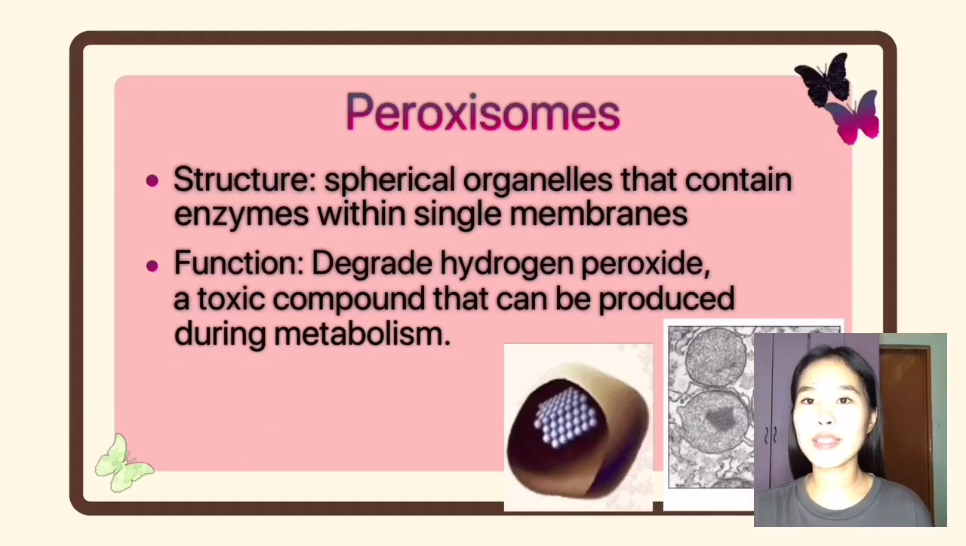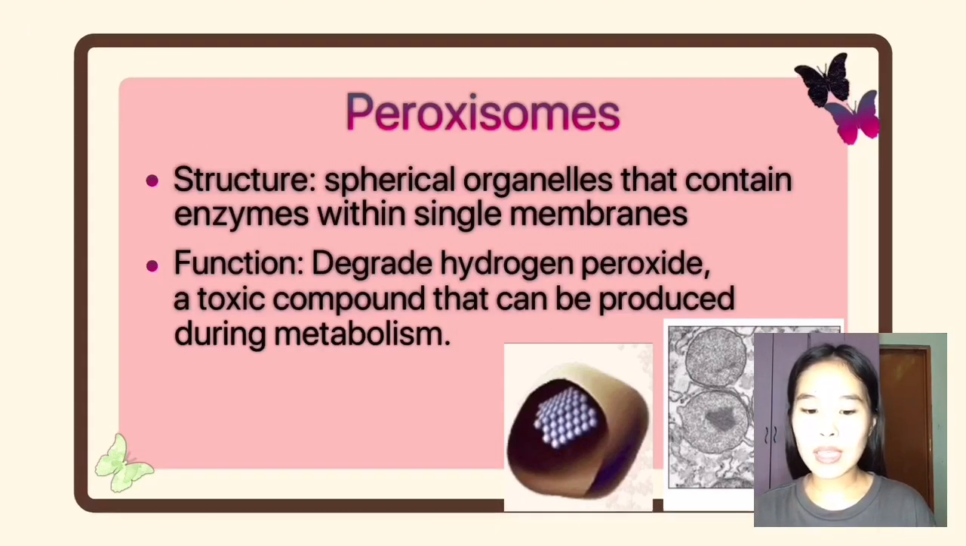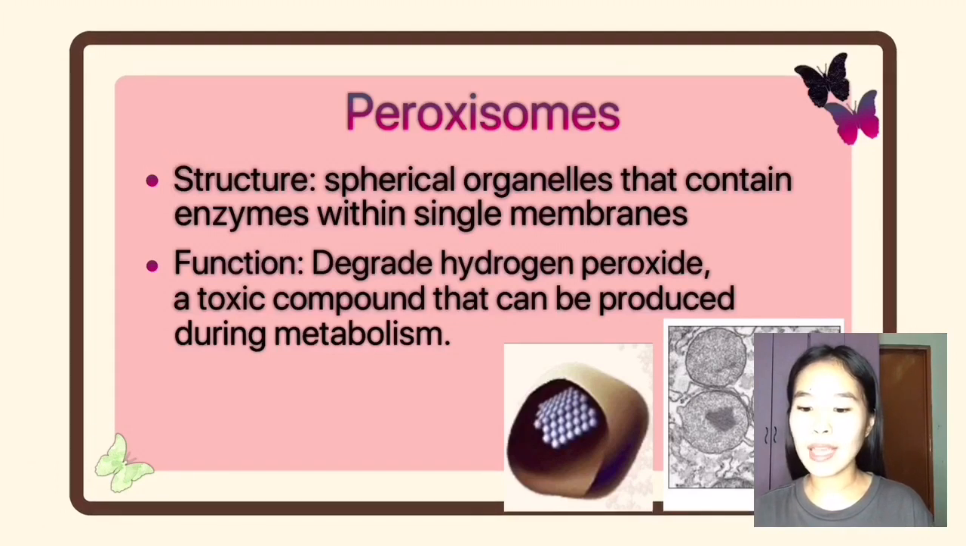And we have peroxisomes, spherical organelles that contain enzymes within a single membrane. Function: degrade hydrogen peroxide, a toxic compound that can be produced during metabolism. Peroxisomes are small vesicles, single membrane-bound organelles found in eukaryotic cells. They contain digestive enzymes for breaking down toxic materials in the cell and oxidative enzymes for metabolic activity.